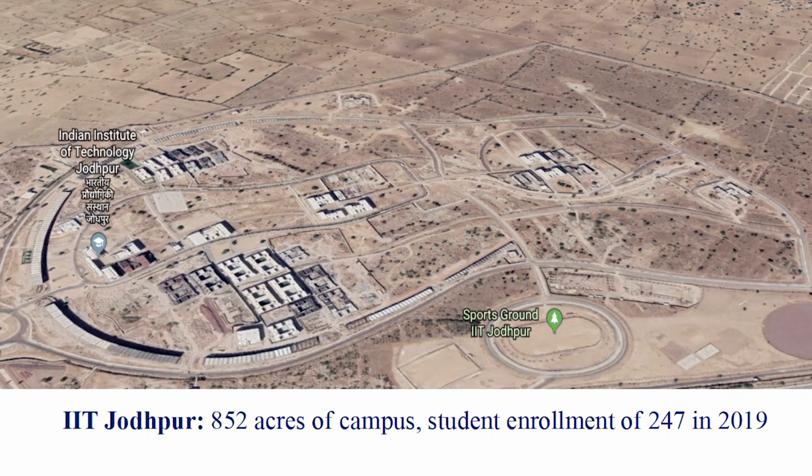Because we are not thinking of this as a network. We are thinking of this in a siloed system, i.e. a walled system which does not connect through to the rest of the world. And I will show you even more starkly how this looks. This is IIT Jodhpur. It's an 852-acre campus. It has a student enrollment as of 2019, I'm told, of just 247.